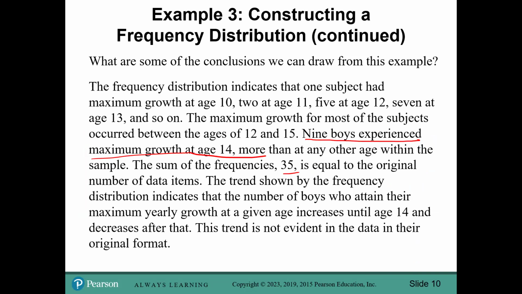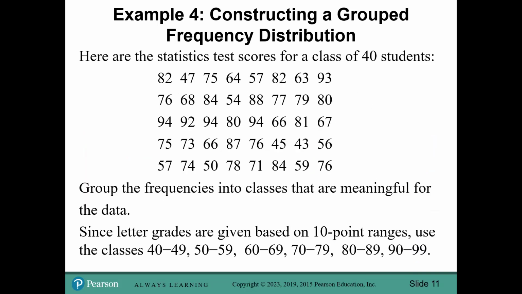It's not obvious until you look at that, but we'll look at this another way. So let's look at another frequency distribution before we do. We've got 40 students, and of these 40 students, we have stats scores, and they're all listed here.